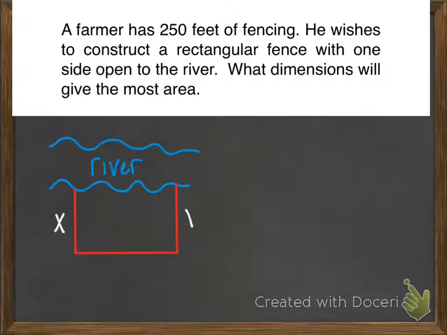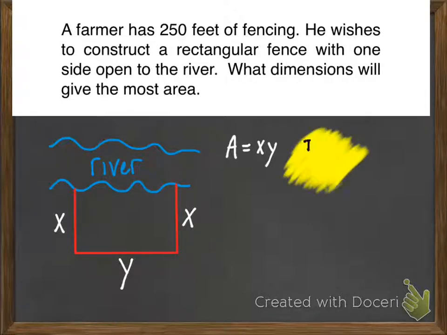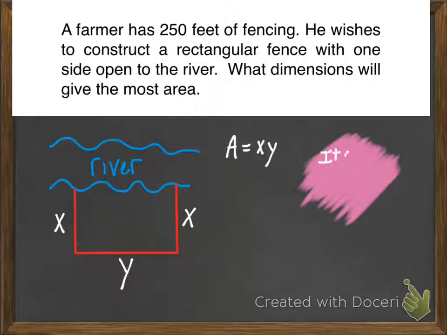So we can label the sides of our fence. We have X and Y. And so we want to optimize the area. So the first thing we want to do is write an equation involving area. We know for a rectangle, area is equal to X times Y. This equation here is our primary equation. We say it's our primary equation because it contains the quantity that we want to optimize, in this case being the area.